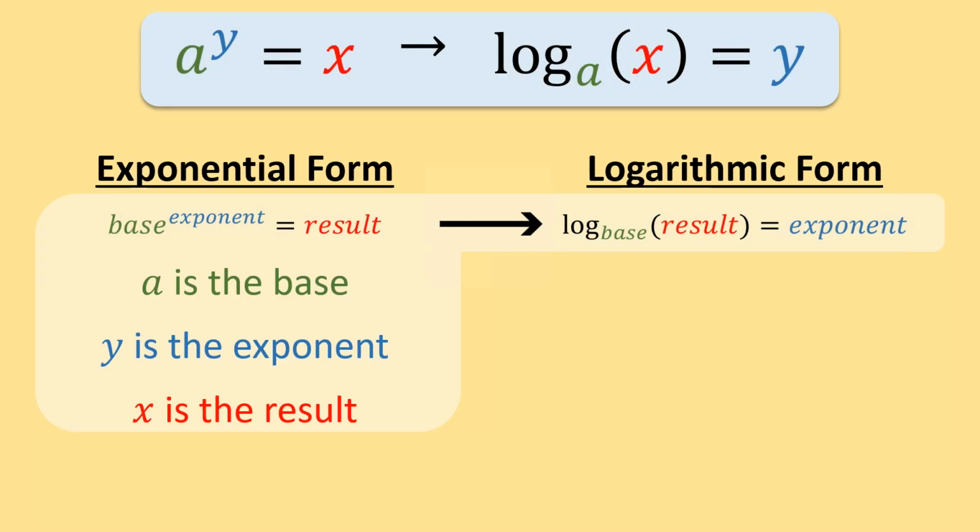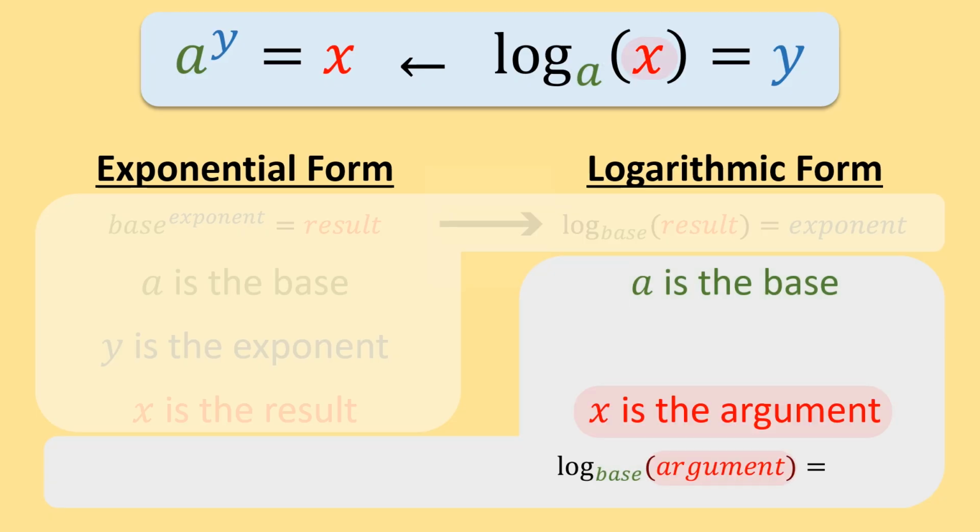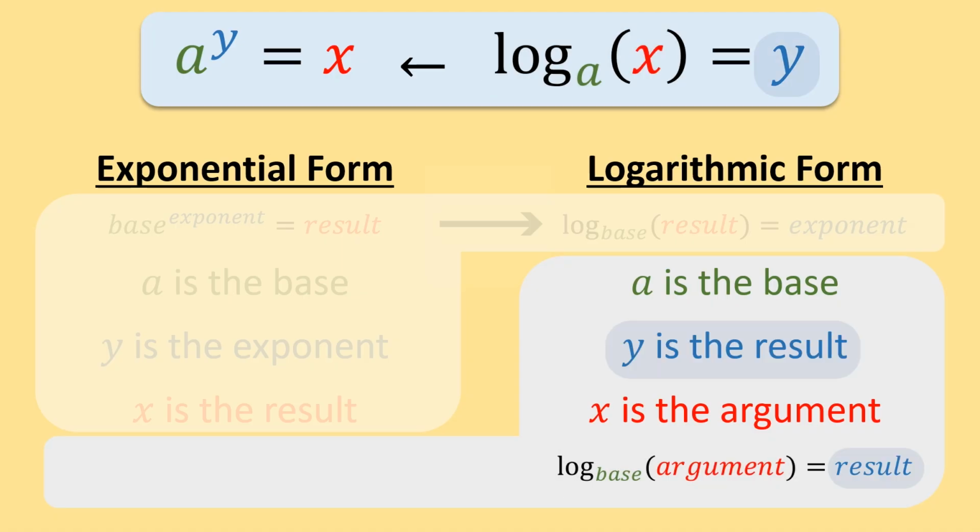Now, let's start with the logarithmic equation and go back to the exponential equation. For a logarithmic equation, the base of the logarithm is down here. The value inside the logarithm we refer to as the argument of the logarithm. What the entire logarithm is equal to is the result of the logarithmic equation.